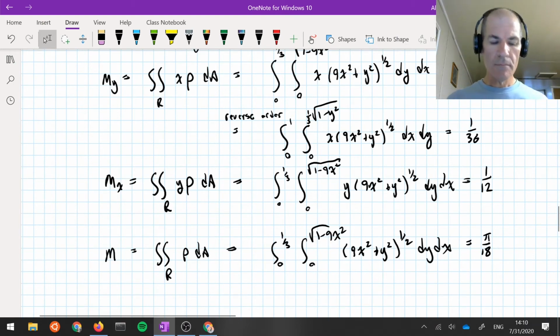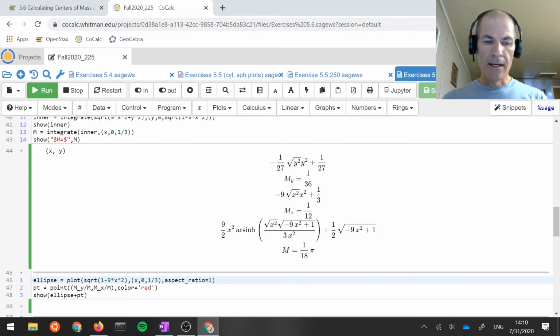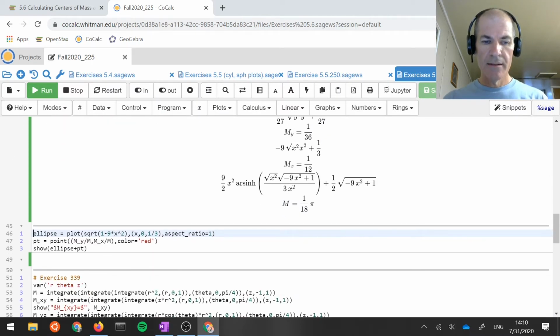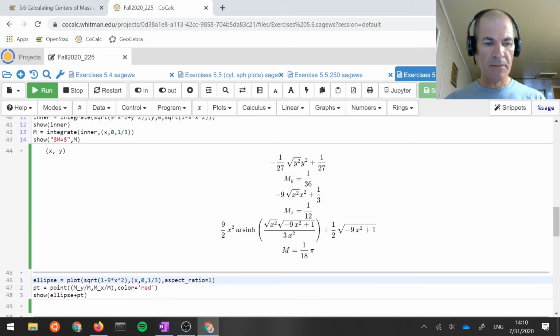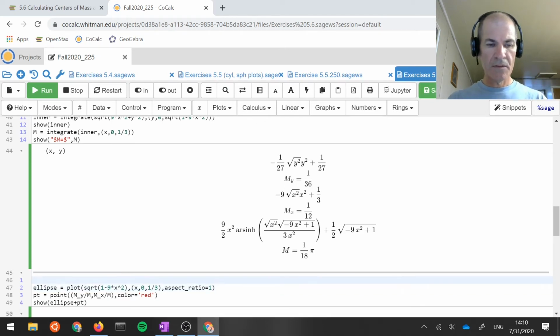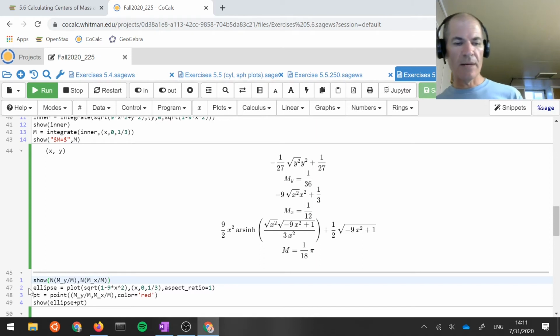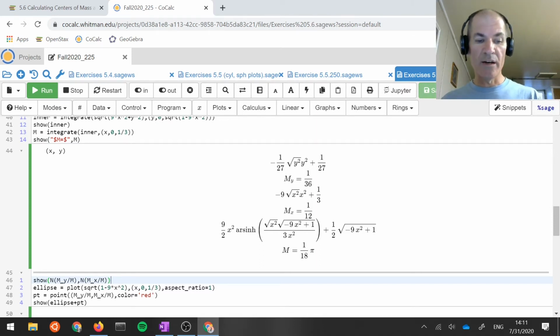Pi/18. All right. We can plot this. We could compute the center of mass, which I don't think I actually did here. Let me put that in here. So let's show n of m sub y/m and n of m sub x/m. So we'll print out the decimal approximation of x bar and y bar. Remember, x bar is m_y/m and y bar is m_x/m.